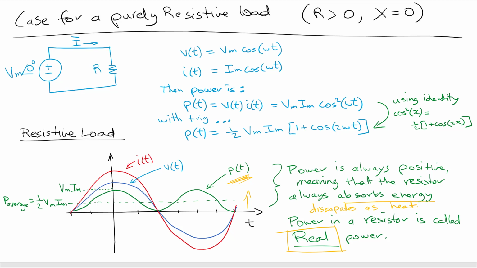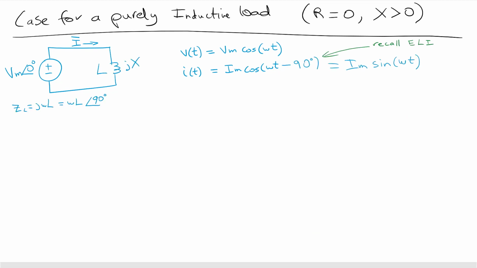So let's consider a purely inductive load. So in this case, the resistance value will be 0 and the reactance will be greater than 0. So what's that going to look like for us? Okay, we have the circuit on the left being stimulated by a voltage source with magnitude Vm and phase angle 0, and we have the inductor, and this is the equation for the impedance of the inductor, omega L with a phase angle of positive 90. So the stimulating waveform is Vm cos omega t as we saw before, and the current waveform is going to be Im cos(omega t minus 90).